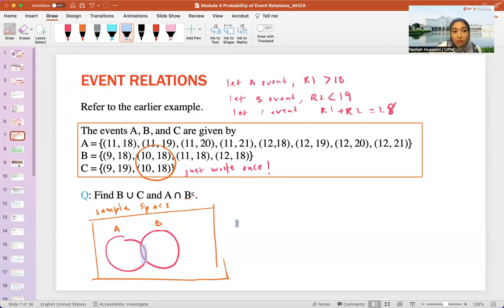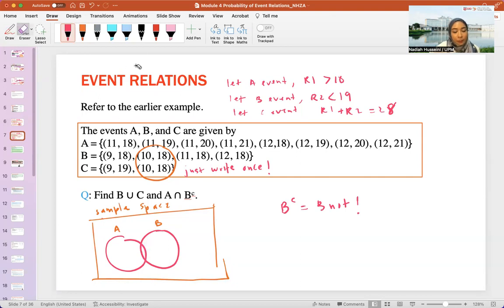No, it's not B complement, right? So A intersect with B complement. This is actually B, it's not B complement. What does B complement tell us? B complement is actually B naught, nothing that is B. So the intersect is not correct, but good try.